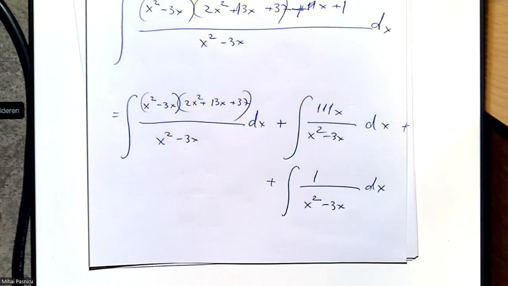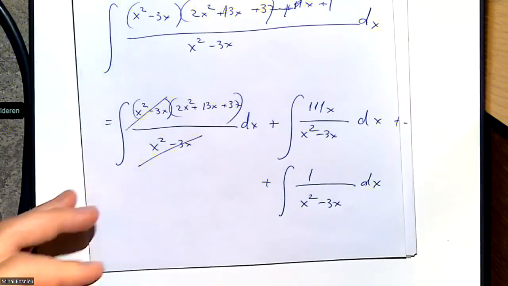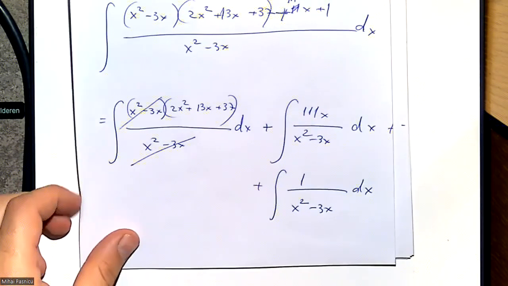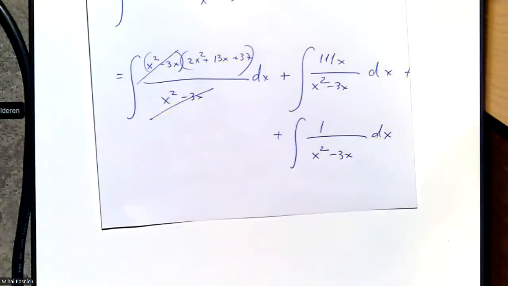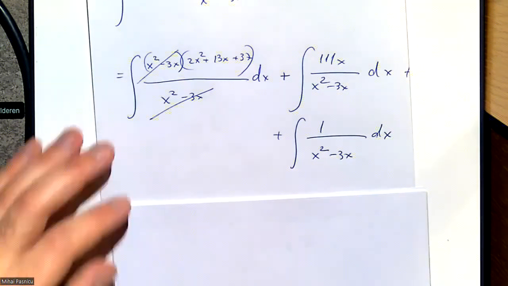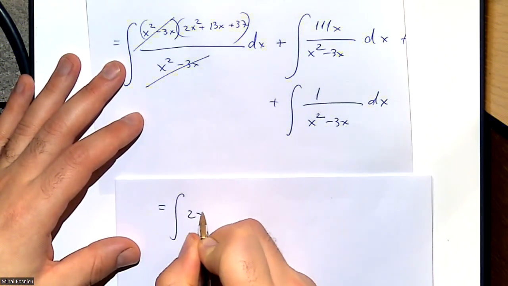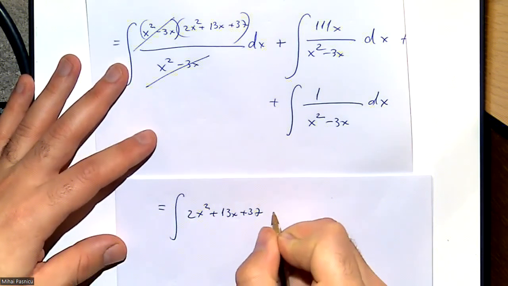Everyone followed to this point? Now, why is this notation so strong? Again, because this ugly term just becomes like the simplest thing in the world. That just goes away. That is the whole idea of division. That I'm just simplifying stuff. Okay, and this is just integral of 2x squared plus 13x plus 37 dx.